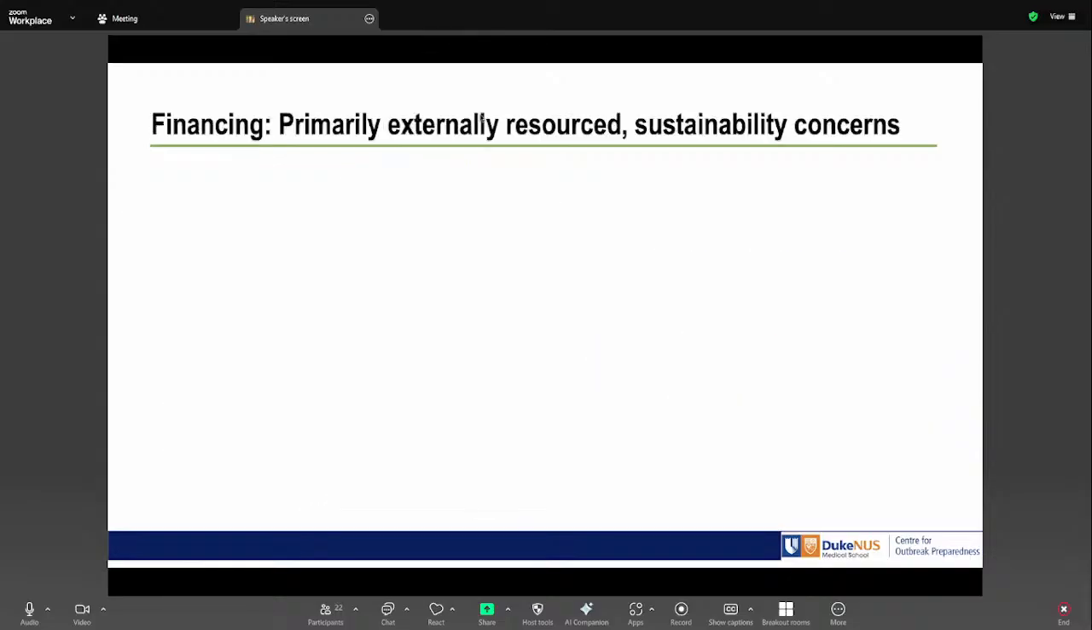So these are things that we have to keep in mind when we're setting up advanced technologies in low resource countries settings, turnaround time.